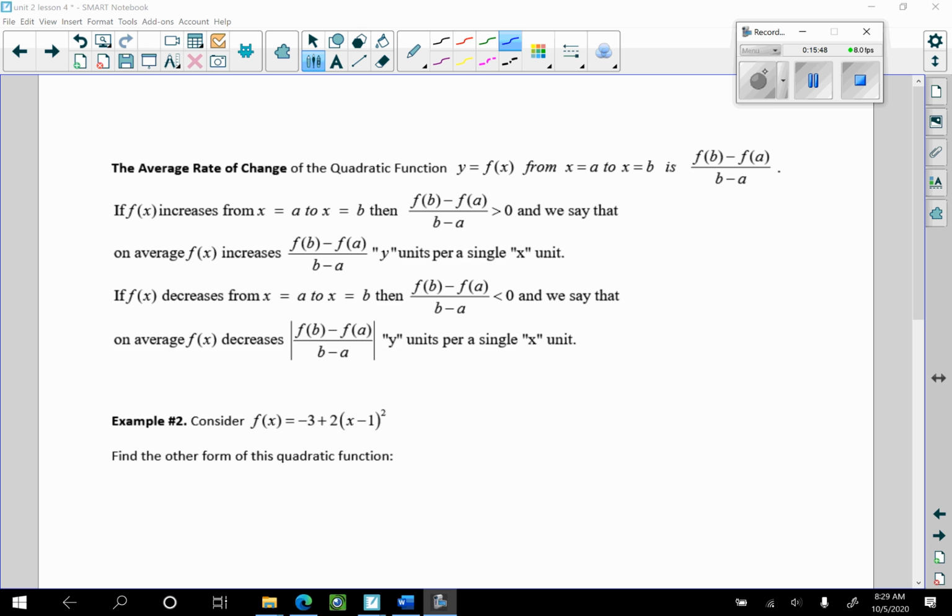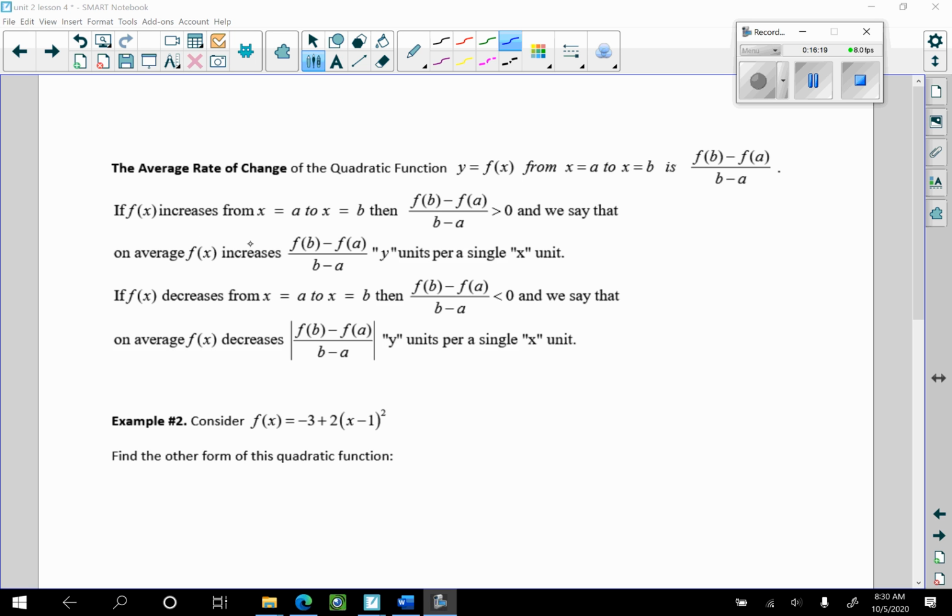So the next thing we're going to talk about is the average rates of change of a quadratic function. Let's talk about the average rate of change of a quadratic function from x equals a to x equals b. The average rate of change is the slope of a secant line through 2 points, and I will give you a graphical representation of what this means.